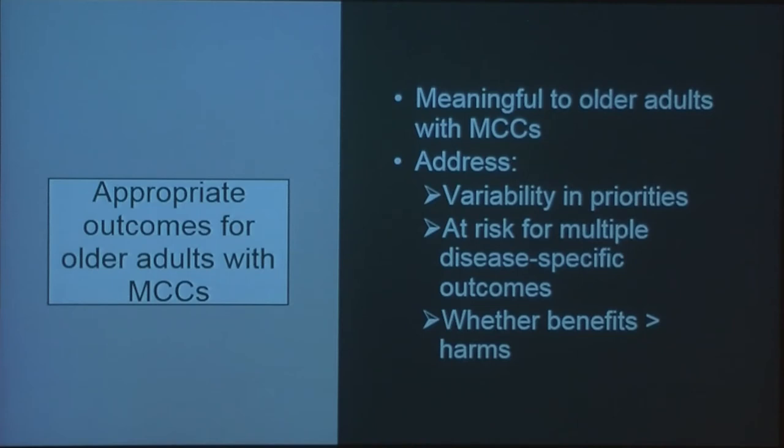So if that isn't appropriate, what are appropriate outcomes for older adults with multiple chronic conditions? Obviously, they need to be meaningful to older adults with multiple chronic conditions. As such, it needs to address the fact that they vary in the priorities, the outcomes that matter most to them, and the care that they're willing and able to put up with to get those outcomes. It has to address the fact that people are at risk for multiple, very often conflicting disease-specific outcomes.